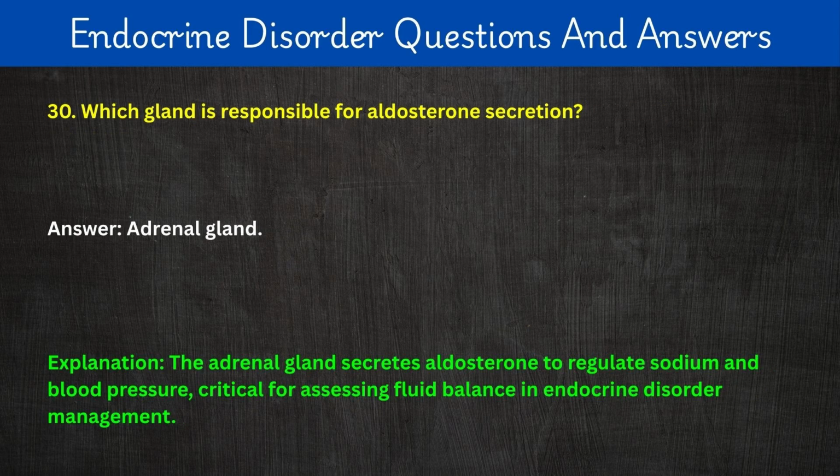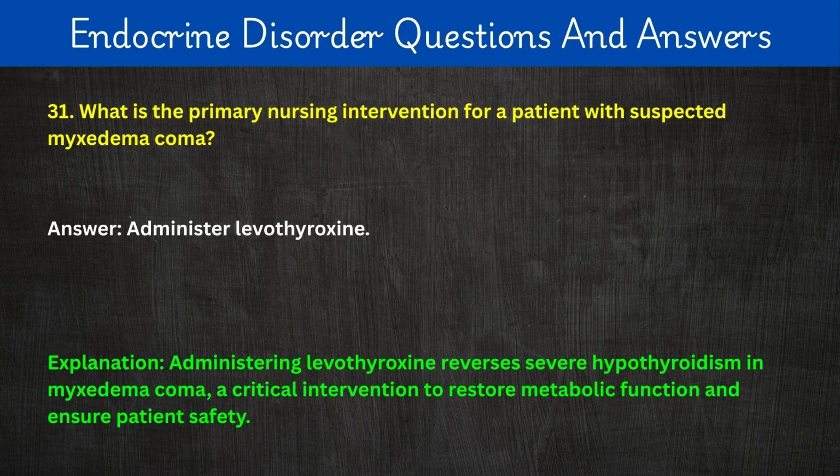30. Which gland is responsible for aldosterone secretion? Answer: adrenal gland. Explanation: the adrenal gland secretes aldosterone to regulate sodium and blood pressure, critical for assessing fluid balance in endocrine disorder management.